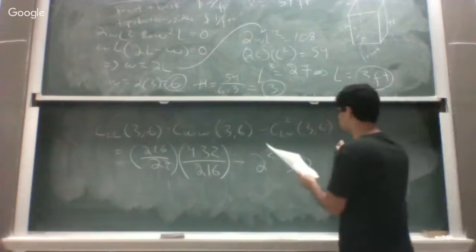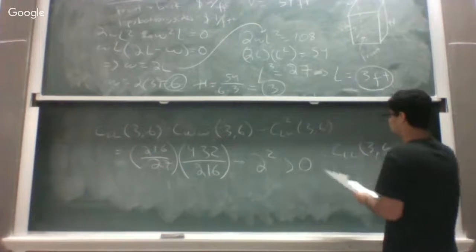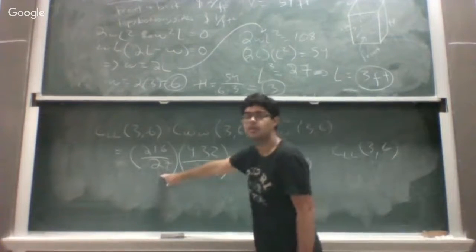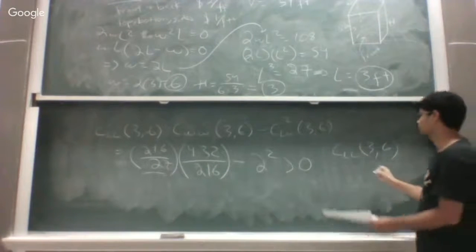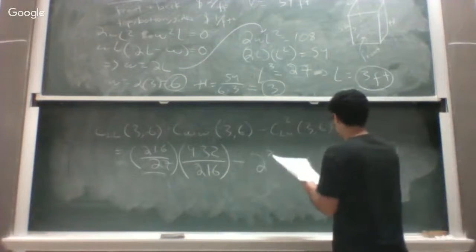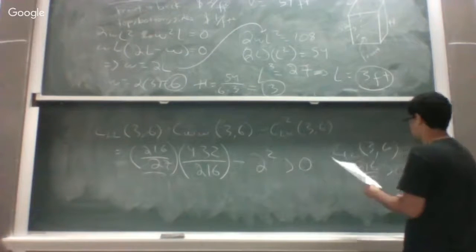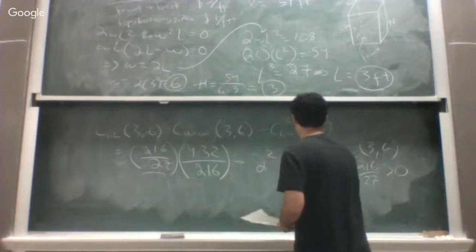And the second part that you need to test is CLL, just that at 3 comma 6. And that was this right here, this part, 216 over 27. And we know that's greater than 0 just by looking at it, essentially. Since both of them are greater than 0, we have a min.